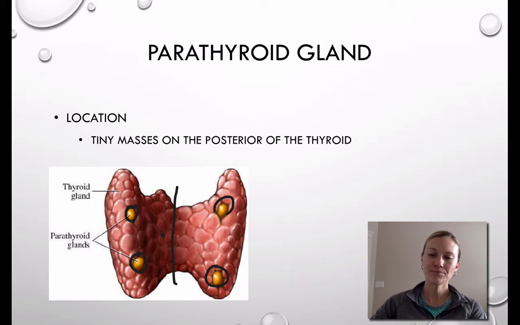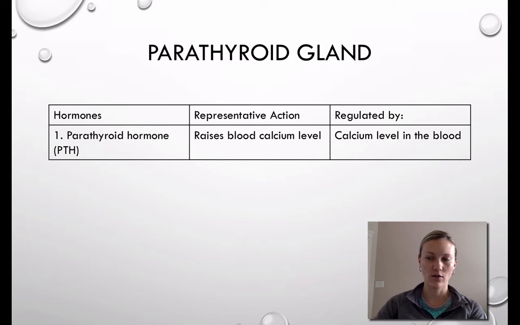So the hormone involved is the parathyroid hormone, which raises blood calcium level, and it's regulated by calcium level in the blood. So calcitonin from the thyroid gland is going to reduce the calcium level, whereas the parathyroid hormone raises it. So be careful of those. Those are two that a lot of students miss.